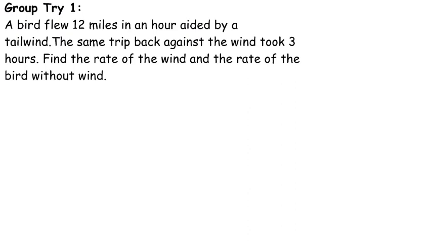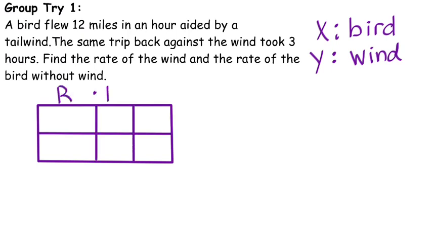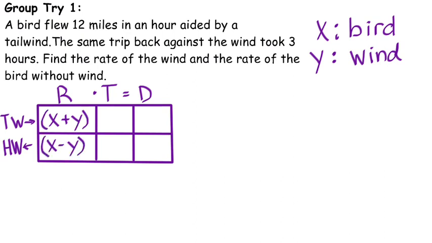Now we're talking about a bird flying 12 miles an hour aided by a tailwind of y, right? So the bird is x and the wind is y. And we can see here that with the help of the wind, it always takes less time. It only took 1 hour to go 12 miles. And with the hindrance against the wind, it took 3.